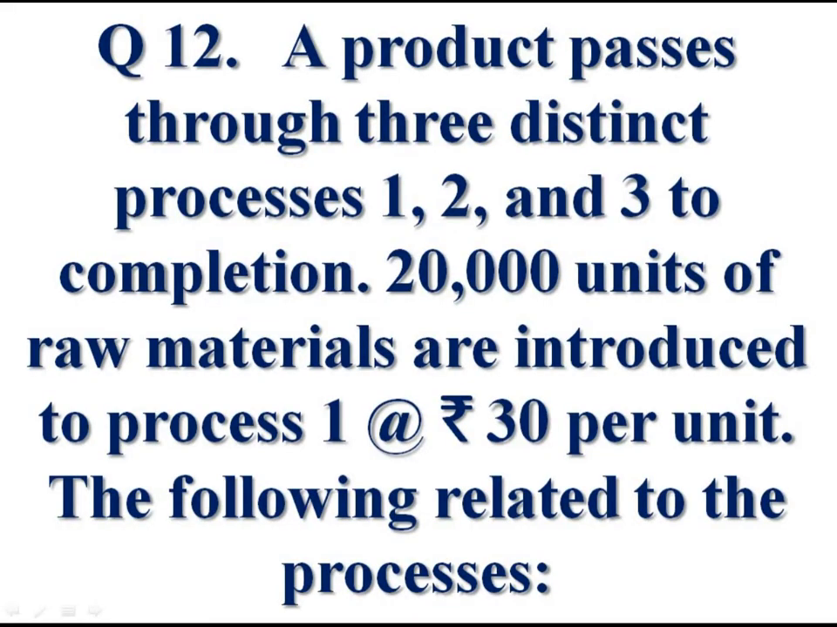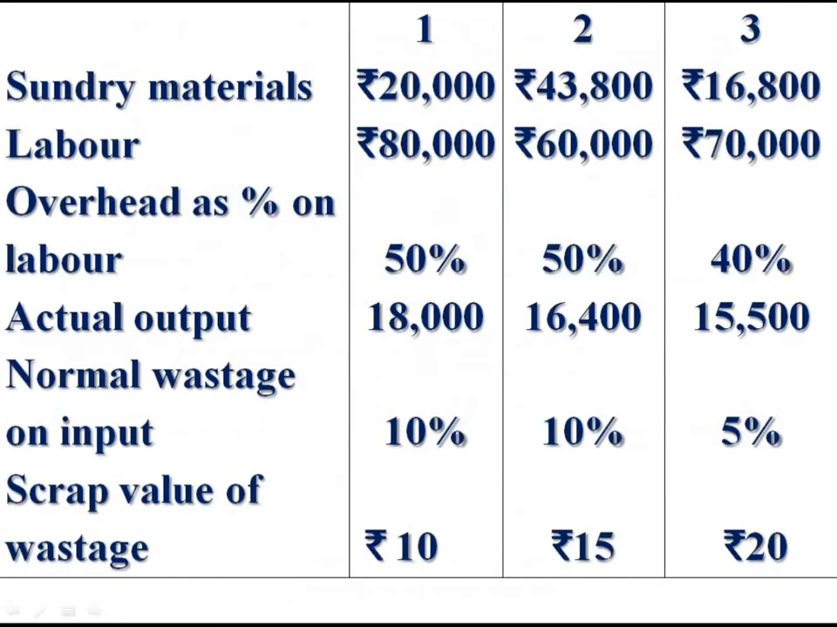A product passes through three distinct processes 1, 2 and 3 to completion. 20,000 units of raw materials are introduced to process 1 at rupees 30 per unit. The following is related to the processes: process 1, 2, 3. We are given sundry materials, labor, overhead as percentage on labor, actual output, normal wastage on input, scrap value of wastage. This is the question. We are required to prepare process account.